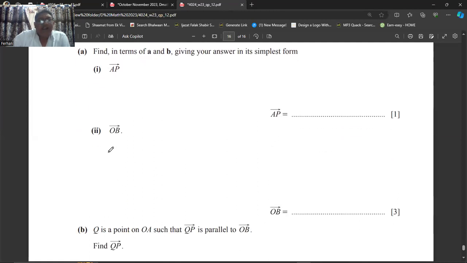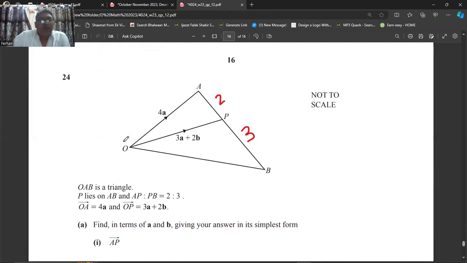Then we have to find the OB. If you want to go from O to B, the method is simple. Go from O to A, from A to B. Now, I don't know the value of AB. If I want to find the value of AB, the method is very simple. I know the value of AP. So AB divided by AP will be equal to 5 divided by 2.